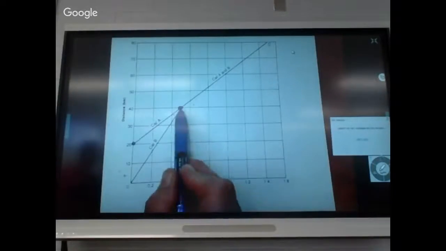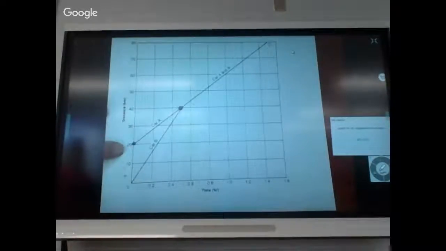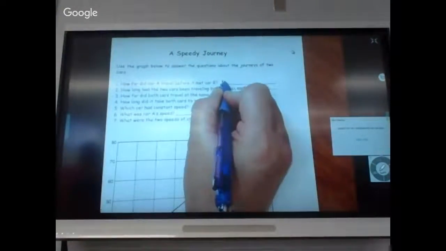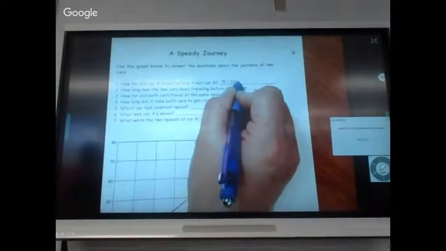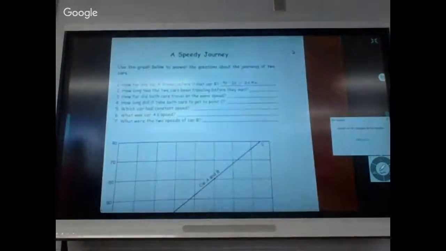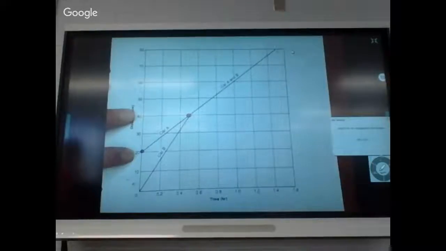so we could just say 40 and 0 and subtract from there to there. But that's not where car A started. Where did car A start? It started at 20. So up here, when you answer your question, you would have to say 40 minus the 20, and you would get an answer of 20 kilometers, okay? Because it didn't start at 0. It started at 20, and it went to 40. That's why it's not 40, okay?